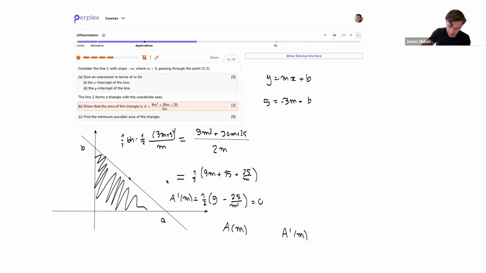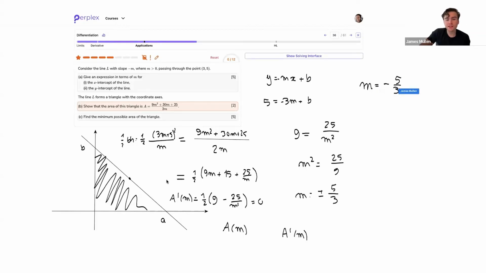Then 9 is equal to 25 over m squared, and so m squared is equal to 25 over 9, which means that m technically is plus or minus 5 over 3. But the question tells us that the slope is positive, that m is greater than 0, so m is equal to 5 over 3.